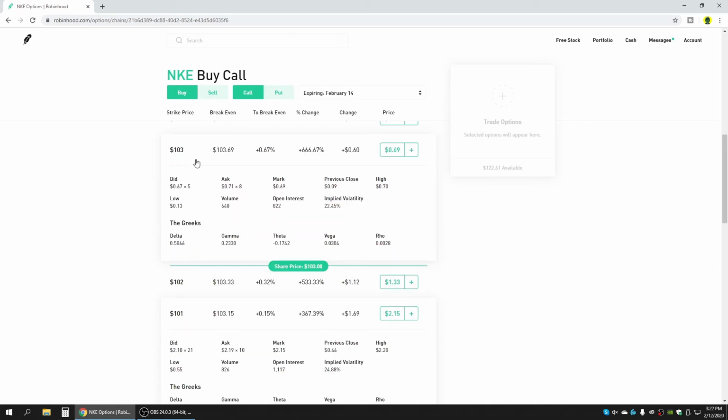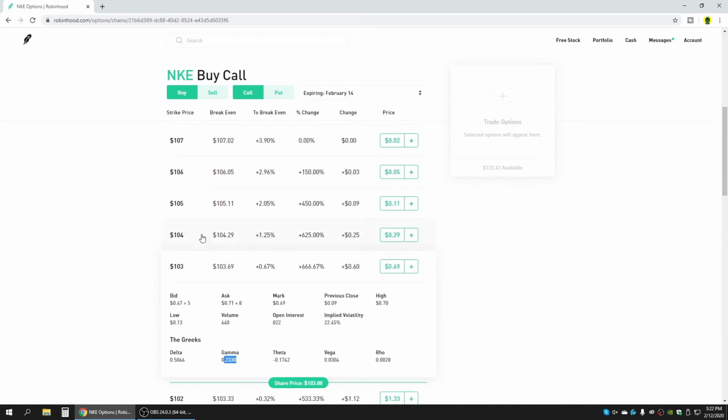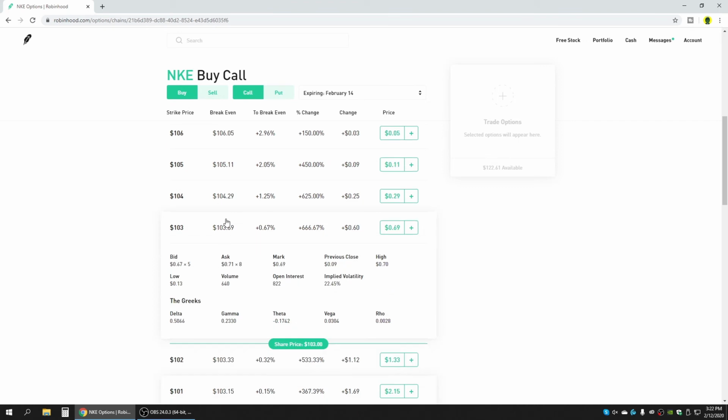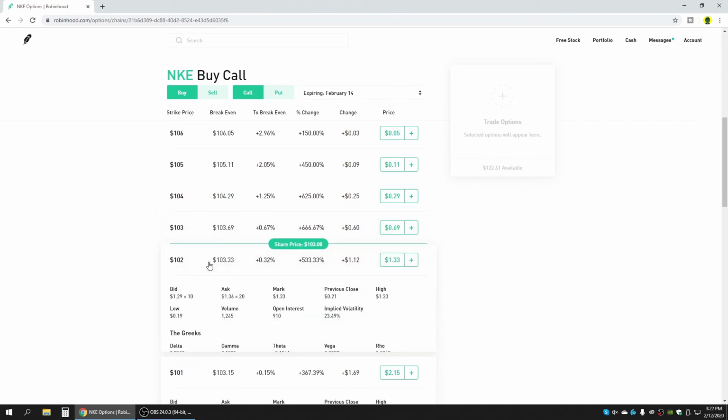And that's just an estimate because this gamma is going to change once Nike moves $1 to 104. This 103 contract's going to be in the money, and the gamma's going to go down, but the delta's going to go up. So that would just be a simple calculation to estimate how much you think the delta is going to be, depending how much the stock actually moves in your favor or away from your favor. So you always got to remember that.